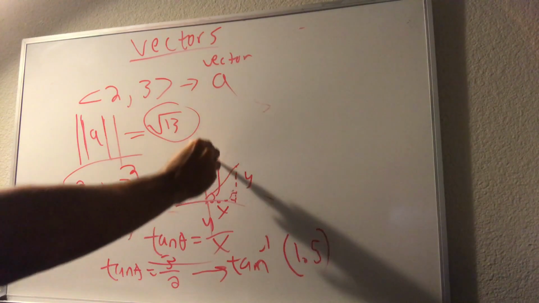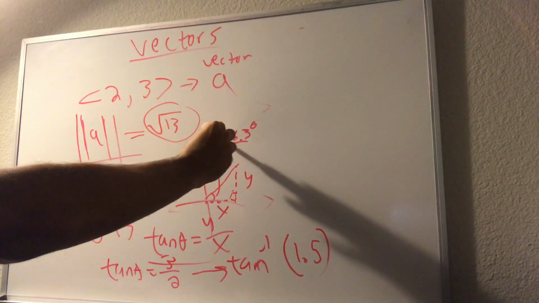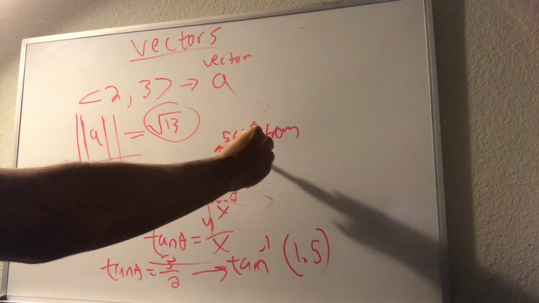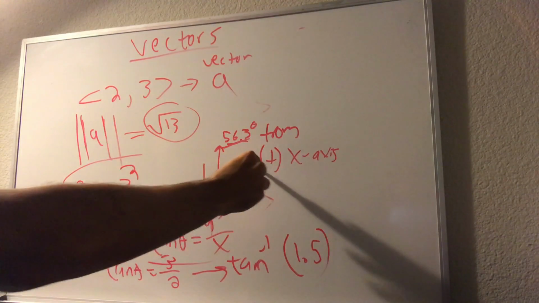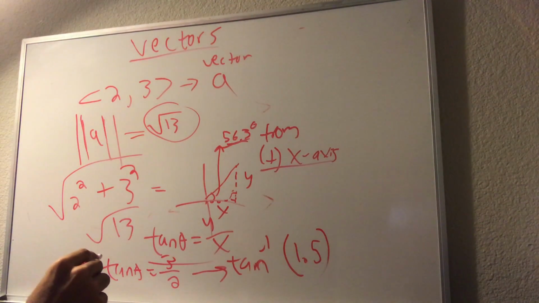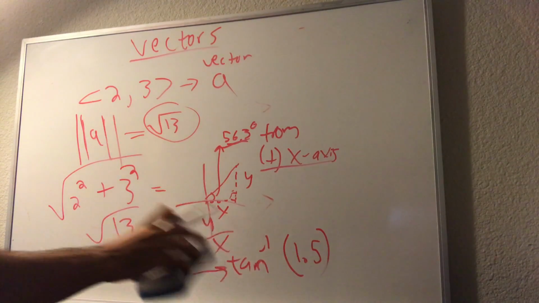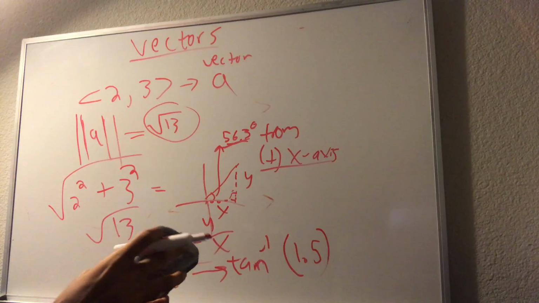So we know that this angle over here, the direction, must be 56.3 degrees from our positive x-axis. So that's how you would find the magnitude and the direction as shown here using tangent of theta.